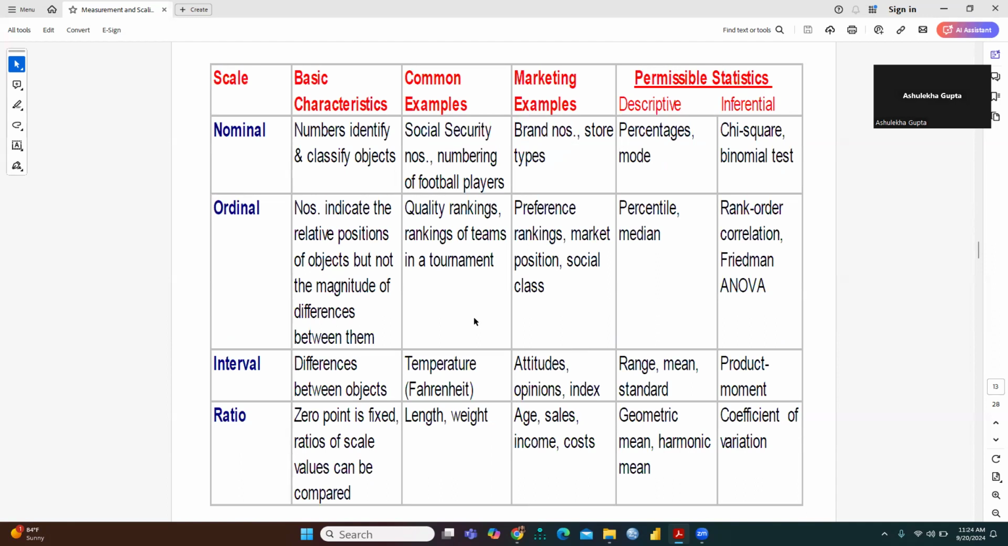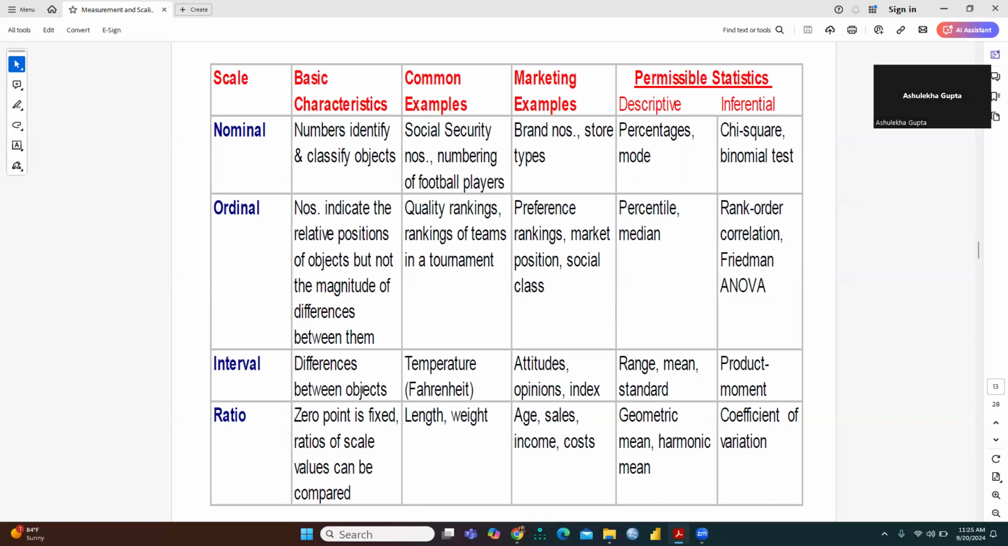Why do we need nominal, ordinal, interval, and ratio scales? Because, on the basis of the scale, if we have collected data on the nominal scale, only these tests we can apply. Descriptive: percentage, mode; and chi-square and binomial test for inferential statistics. But for ordinal, percentile and median we can apply for descriptive, and rank order correlation, Friedman, and ANOVA we can apply for inferential statistics.